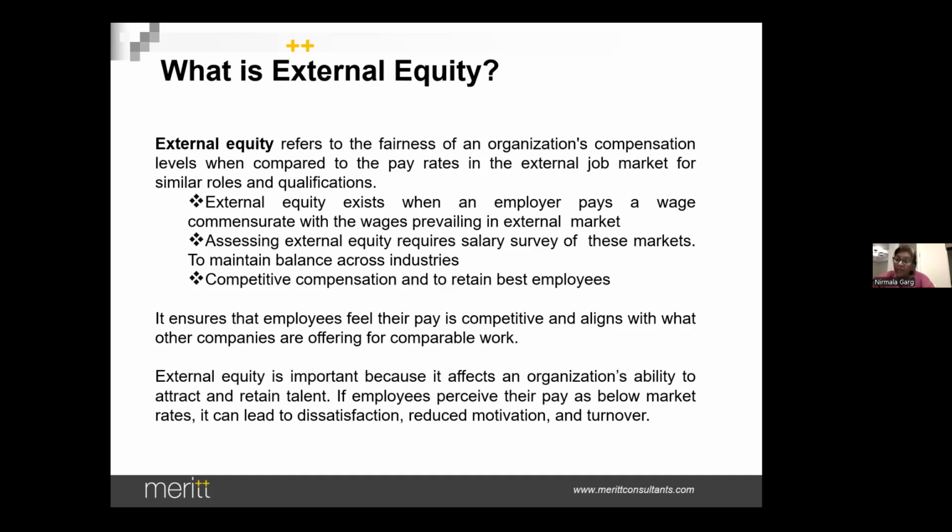Where are my people going? Am I competitive? Who am I losing people to, competitors? Or from where do I get people? Or which are those organizations, maybe not in the same industry, that use my skill sets? Okay, so we need to know what they are paying. That's how we'll be able to establish external equity and how competitive we are.